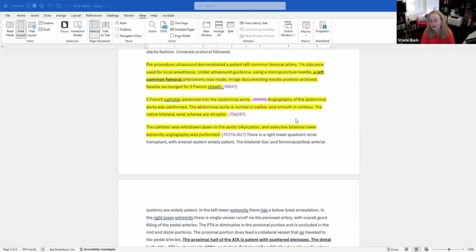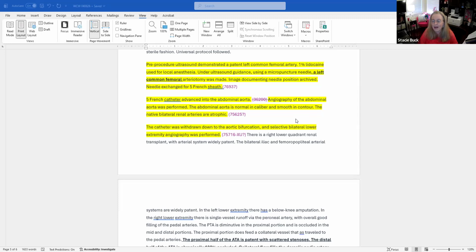So the 75625 would be the code here, because the catheter then gets withdrawn down to the aortic bifurcation, and then a selective bilateral lower extremity angiogram was performed. It says selective, but the catheter is in the aorta, so technically that's not a selective catheterization. And then there's findings for both extremities there.